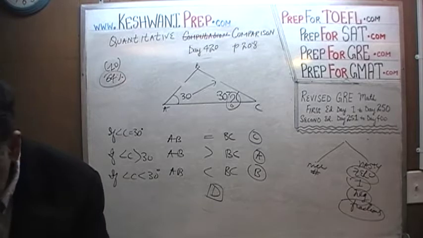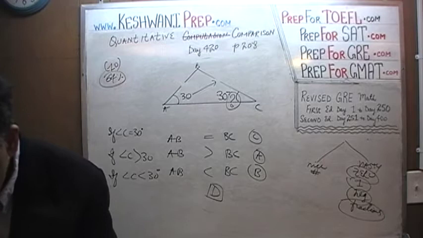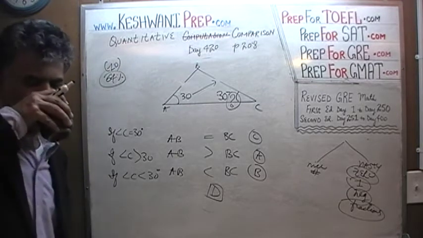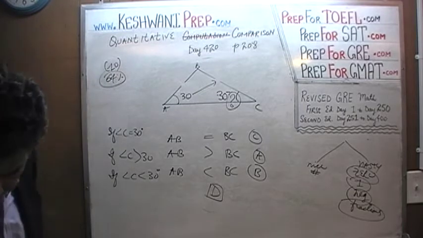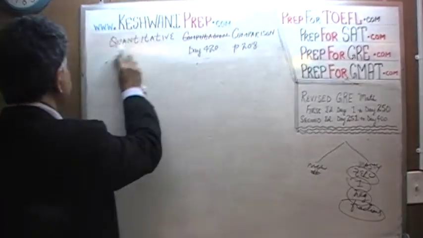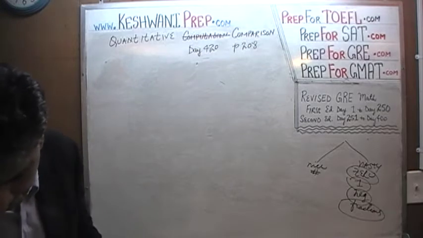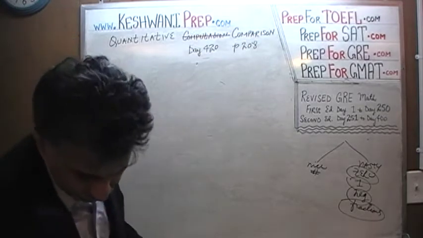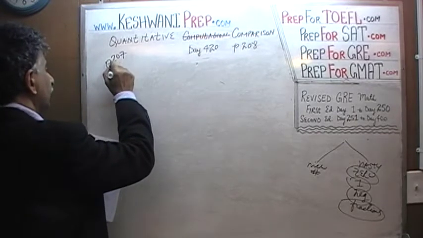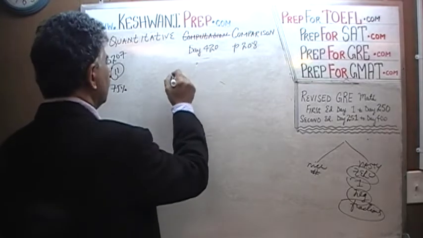Let's move on then. The next question that we want to do is 11. 11, 12, we're going to keep on going. Number 11. Question number 11, on page 207 still, was 75 percentile.